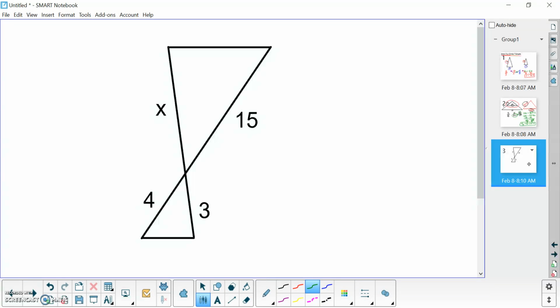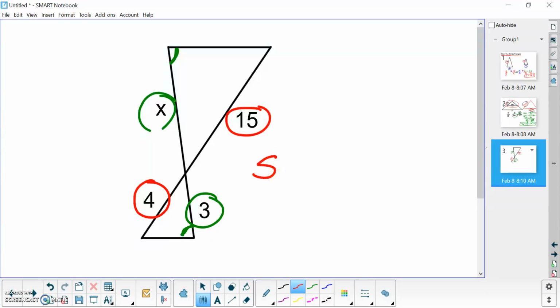And so one thing to think about is which angles would actually go together. You can kind of see this angle here and this angle here both look really close to 90. And so what that tells me is this has actually been rotated. So I can see this shape here has been rotated down here. And so the x actually goes with the 3, and the 15 goes with the 4. So when I'm setting these up, I just have to be really careful with that.